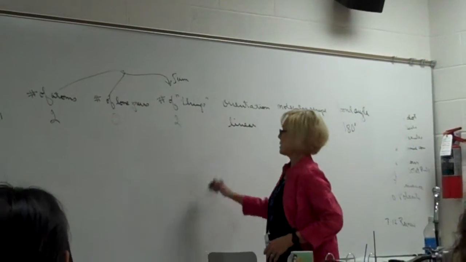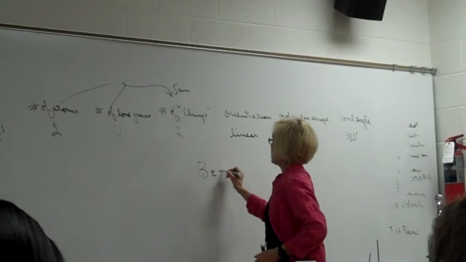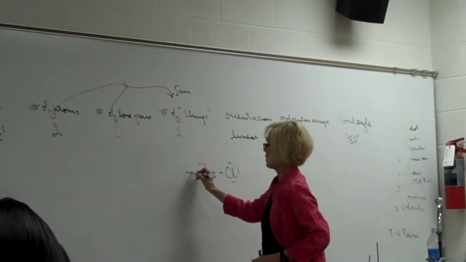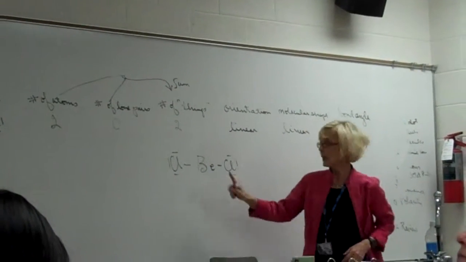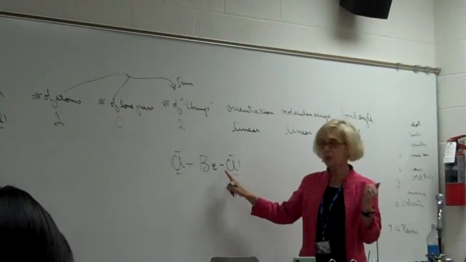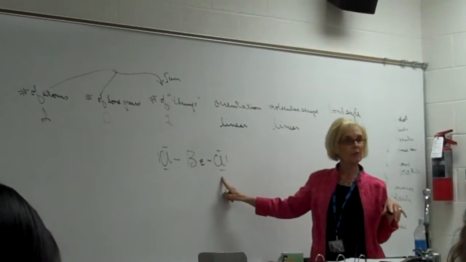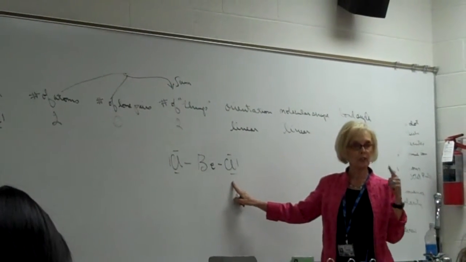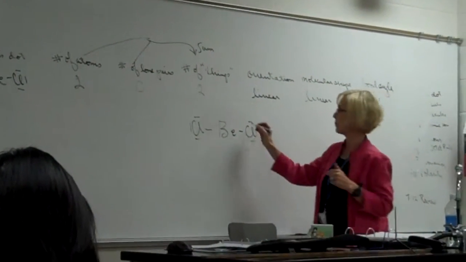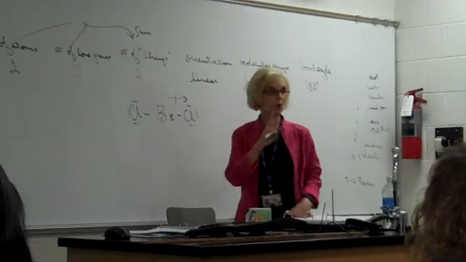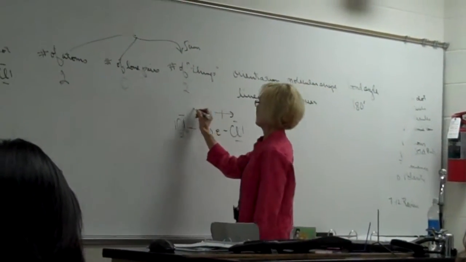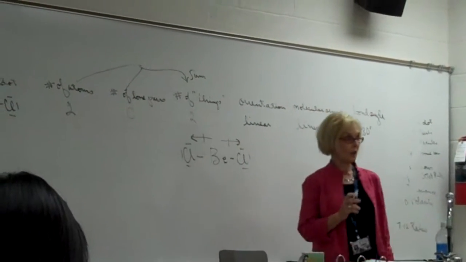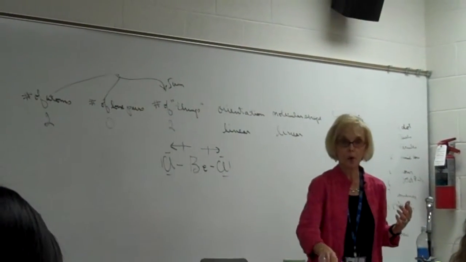Okay, we said beryllium chloride is linear from the VSEPR theorem. Let's examine bond by bond. I have beryllium and I have chlorine. Who's more electronegative? Chlorine. That's a polar bond. Same story over here. Okay, so you've got the idea of polar bonds.